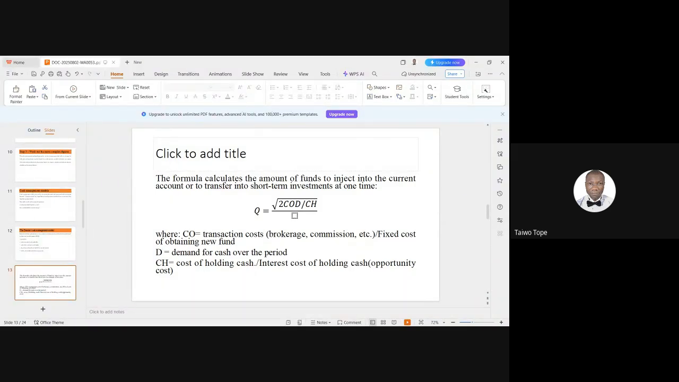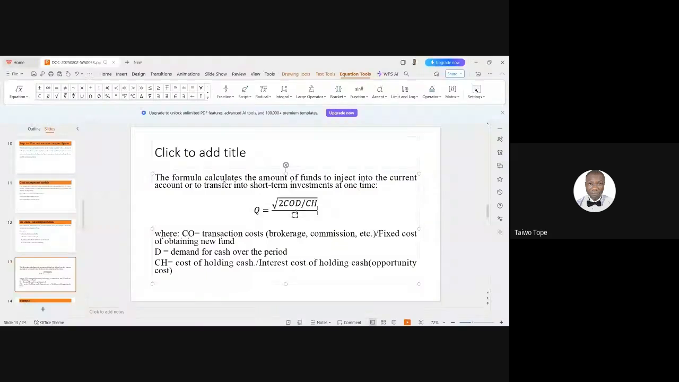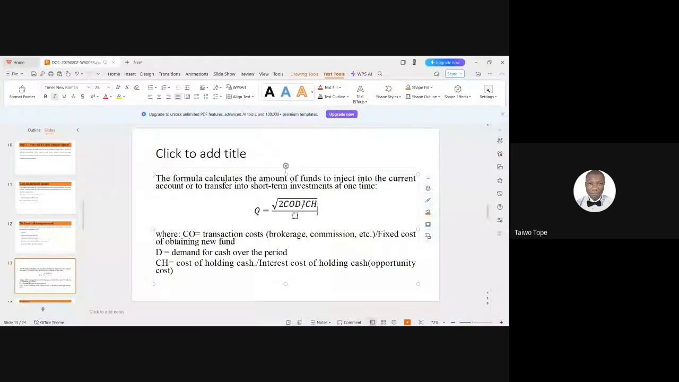Now this is the formula where we have what? Everything into the roots of what? To the square root of what? 2 multiplied by what? By your transaction cost multiplied by what? Your demand for cash over the period, divided by what? Your cost of holding cash. Please ignore this underline here. The one that we're working with is this slant one here.